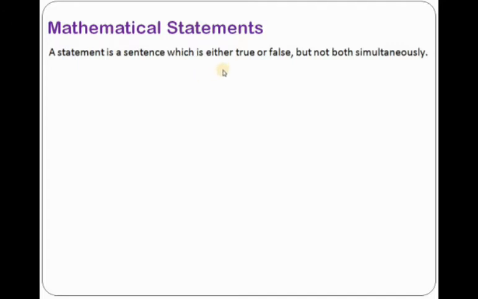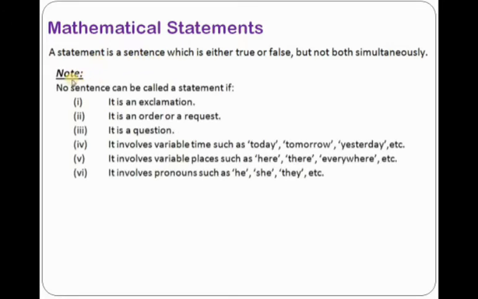Any sentence which will be either true or false, it has to be only one, but not both simultaneously. If that happens, then such a sentence is known as a statement. We need to note these six important points. A sentence will not be called a statement if it is an exclamation. If you find any exclamation sign in a sentence, then that sentence will not be a statement.